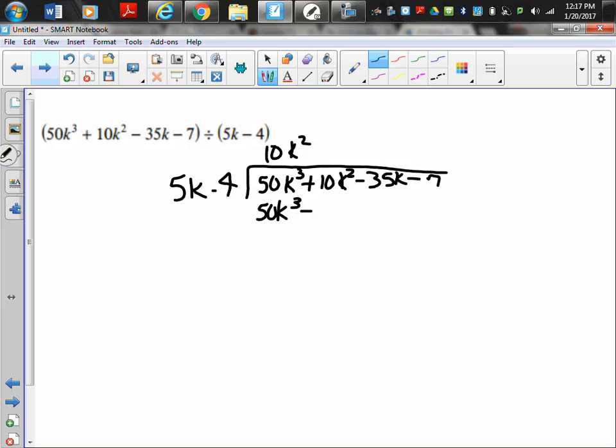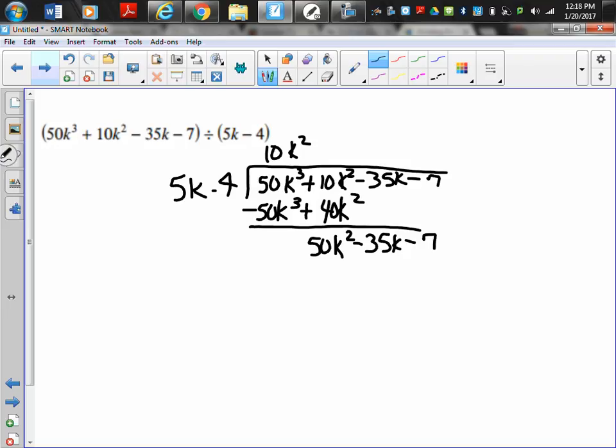All right. So 10 times negative 4 is minus 40k squared. All right, we subtract. So when I subtract, it means take the opposite of this and the opposite of this. So 10 plus 40 is 50k squared. You bring down the negative 35k minus 7.